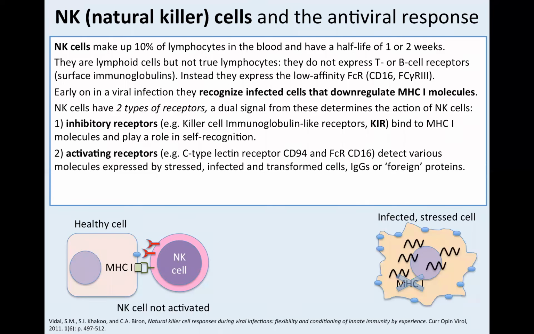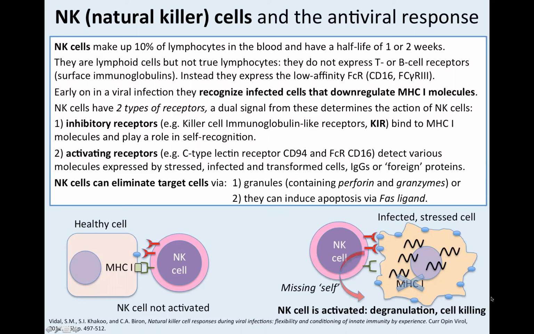On the other hand, in infected stress cells, where we have multiple virions, and the MHC is downregulated, the NK cells will not detect the inhibitory receptor, the MHC1, but they will detect the activating receptor, with activating receptors, the activation signal, and that one will induce degranulation of the NK cells, and they will kill these cells. So by recognizing the missing self.